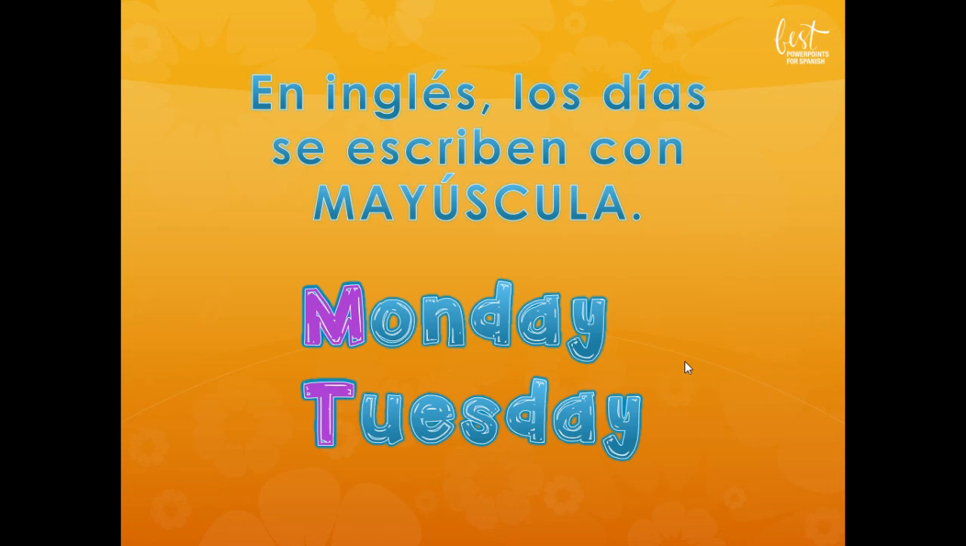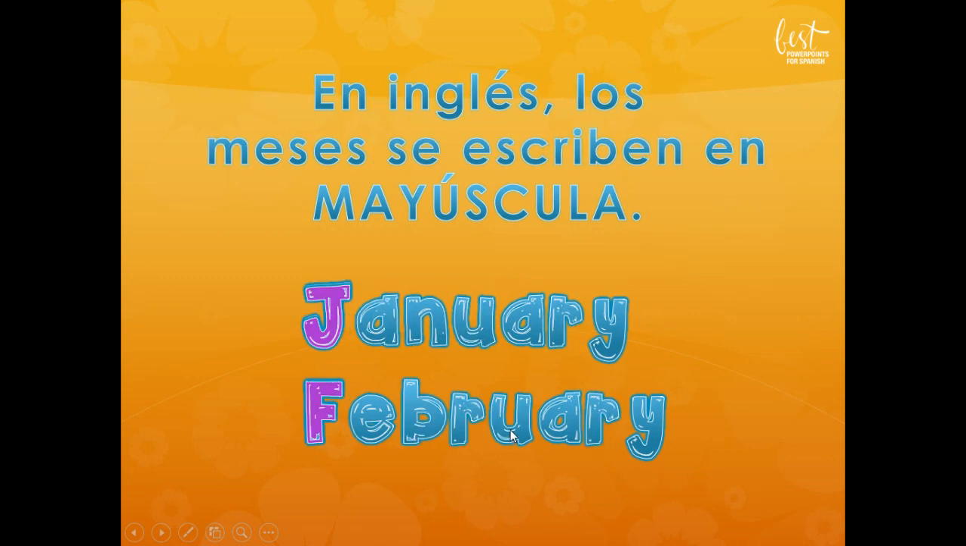Okay, here's another difference, another note. En inglés, los días se escriben con mayúscula. Mira, M mayúscula o M grande y T mayúscula o T grande for Monday and Tuesday. Y en inglés, los meses se escriben en mayúscula también. January con J mayúscula y February con F mayúscula, F grande.